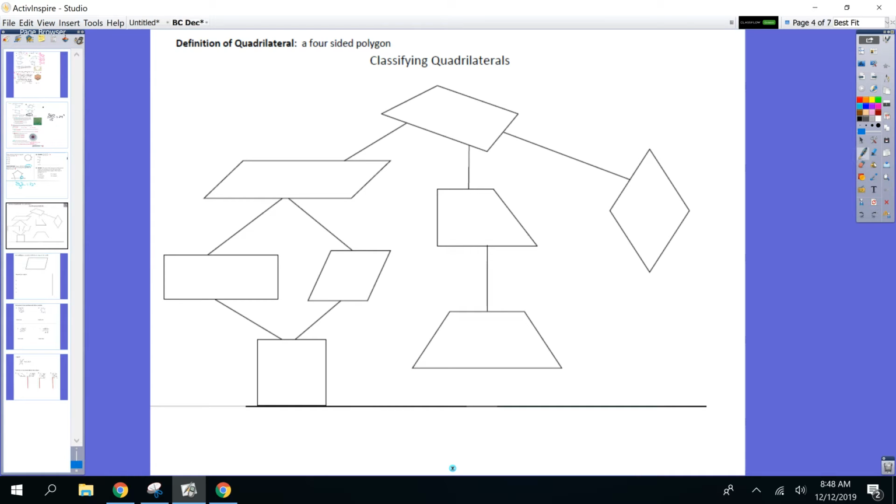Everyone see I broke them up into 3 sections. There's a reason they're broken up into 3 sections I'll go over at the end. But this is the entire quadrilateral family here. So we start with just the quadrilateral on top before we break it off.